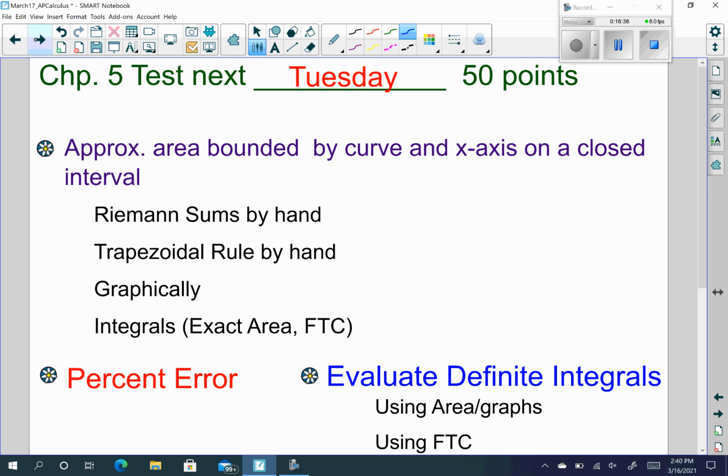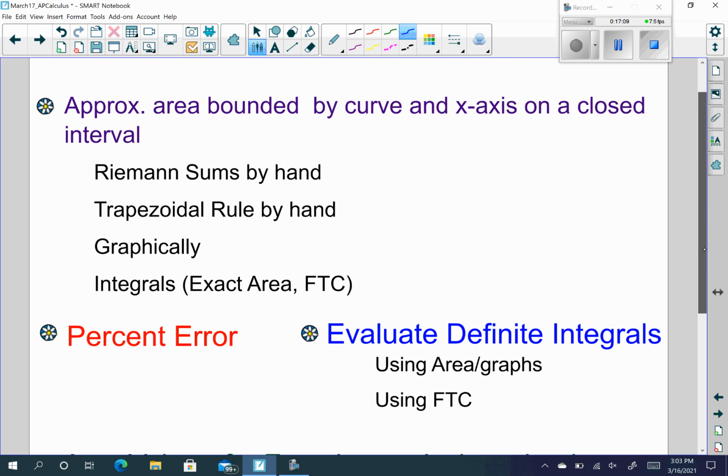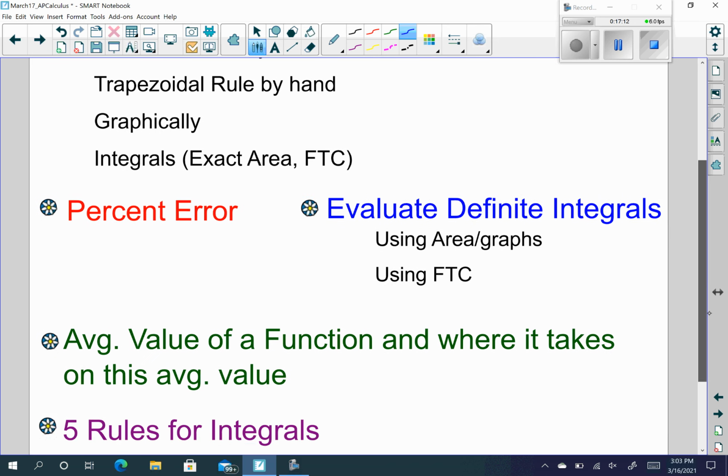Approximate the area, so I am going to test you over the LRAM, RRAM, and MRAM. Sorry, I had to pause the video, but the first part is using the Riemann sums by hand. It could be an LRAM, an RRAM, and MRAM. I'm not going to make them too difficult because there's going to be part no calculator, part calculator. Trapezoidal rule by hand, graphically, and then integrals, use integrals to find exact area. So keep in mind the differences when I ask you to evaluate integrals versus where I want you to find the area. You also have to calculate percent error.